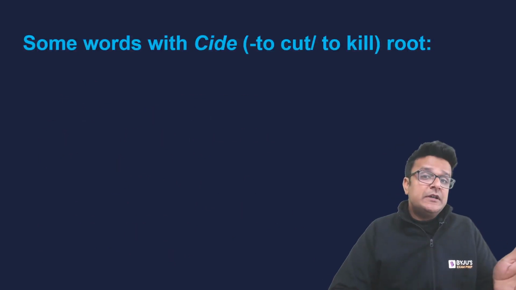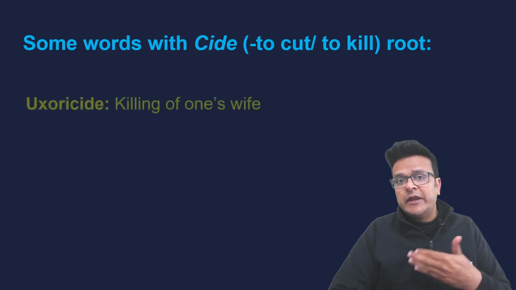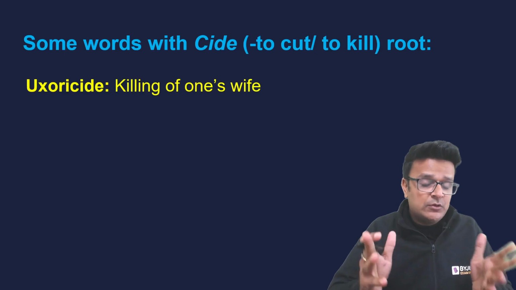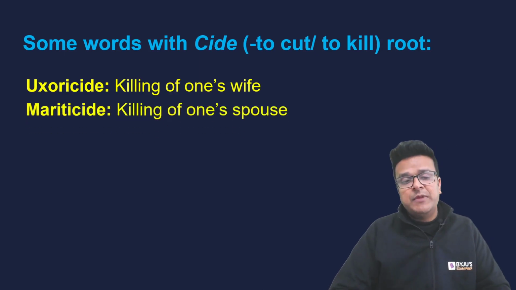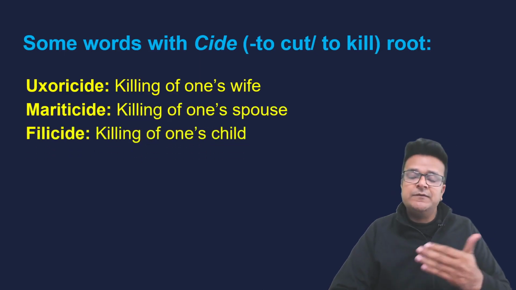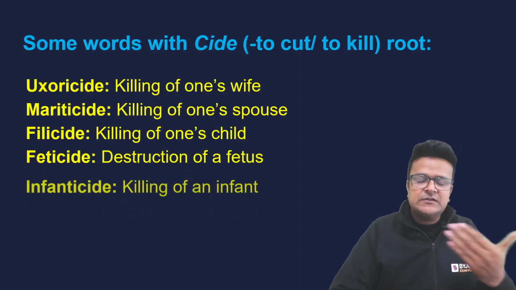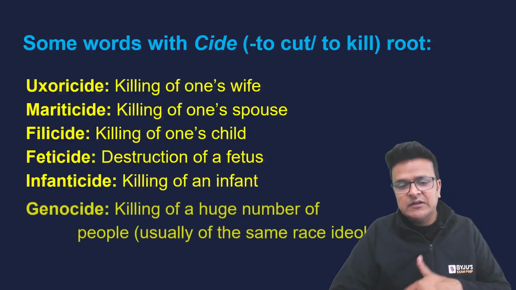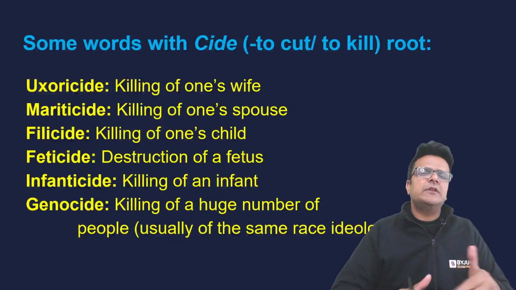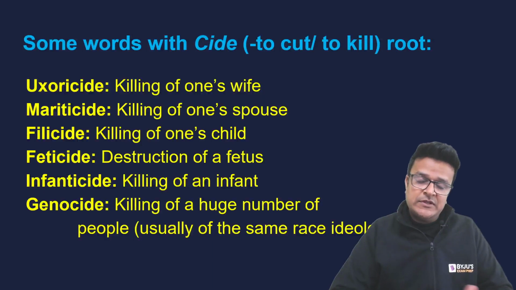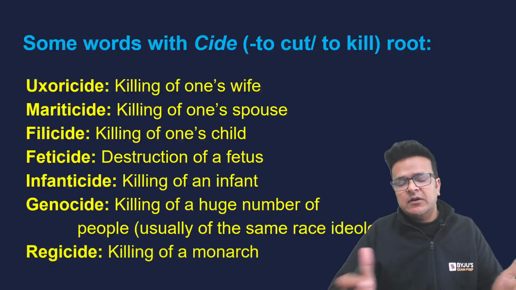Now, if you know that side is to kill, you can remember words faster. Uxoricide basically means killing one's wife, and mariticide would mean killing one's husband. Filicide is killing one's own children. Feticide is killing a fetus. Infanticide is killing an infant child. Genocide is killing people in large numbers, especially from one ideology or religion, sometimes races. And regicide is killing a monarch.